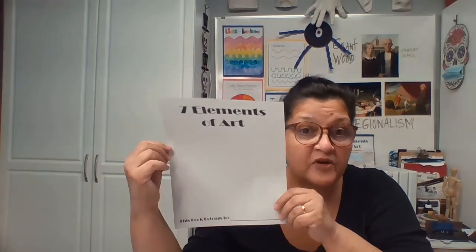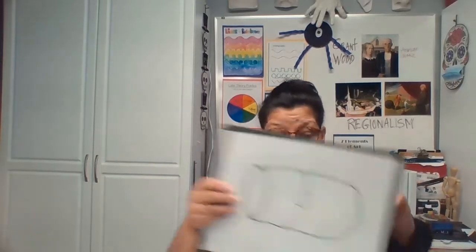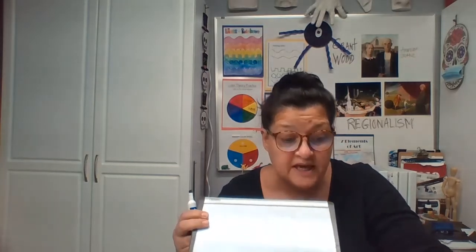So what I'd like you to do is start with your first page that says 7 elements of art. And what you're going to do is grab a crayon, a pencil, a marker, anything you want to draw with or write with. And we're going to list together those 7 elements of art on your front paper. You could use different colors if you want. It doesn't matter. But we're going to do it together.